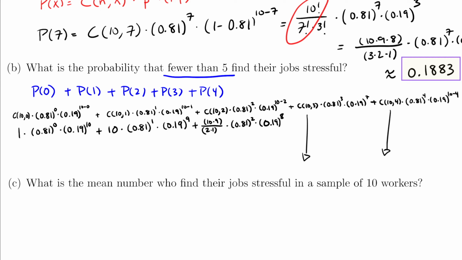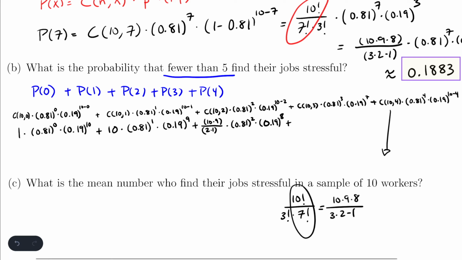So next up, combination of 10 choose 3. We've got bigger number factorial over smaller number factorial times bigger minus smaller. 10 minus 3 is 7 factorial. 10 factorial over 7 factorial cancels to give us 10, 9, 8 over 3, 2, 1. That's all we're left with there. We'll replace that in our list above.